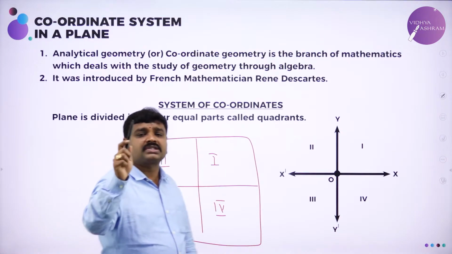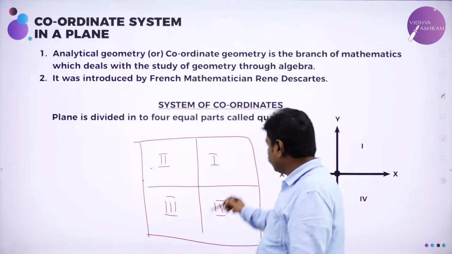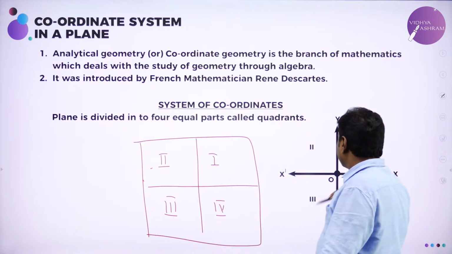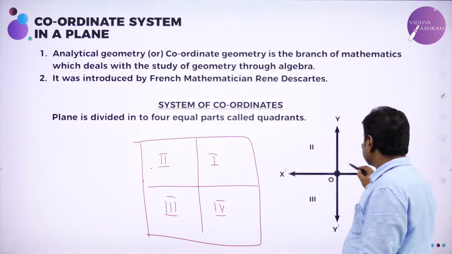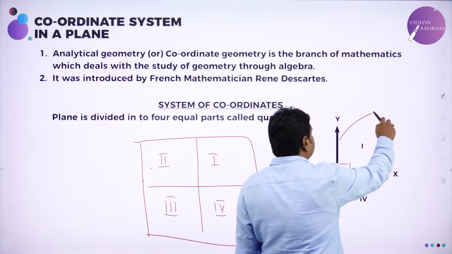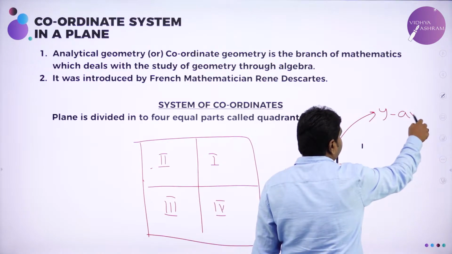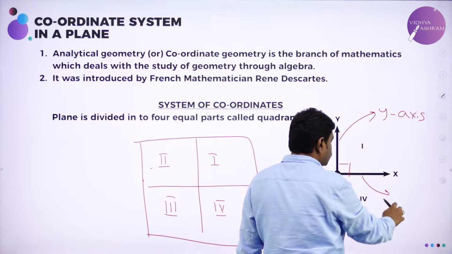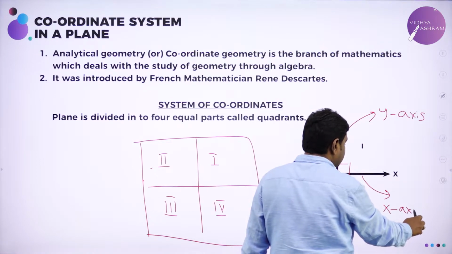Each equal part is called a quadrant. And if I want to divide the plane into 4 equal parts, I have to use 2 perpendicular lines. You can see 2 perpendicular lines here. One is YOY', we call it the Y axis. And the other one is XOX', we call it the X axis.